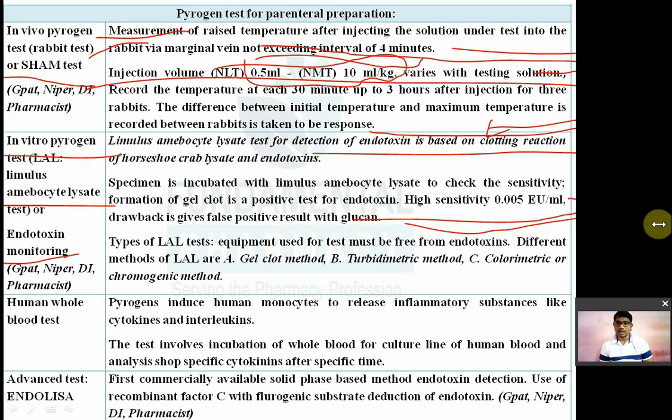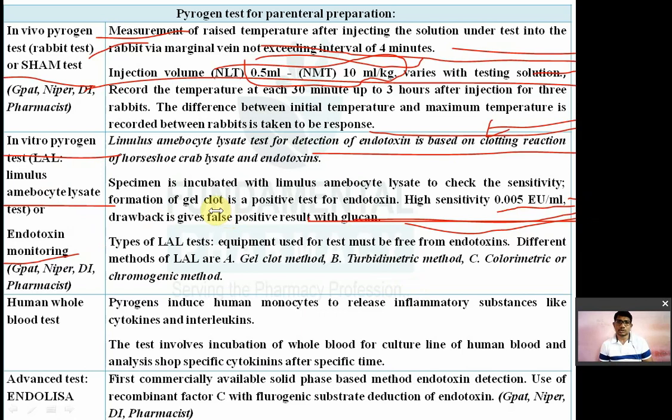It is highly sensitive even if your injection has 0.005 endotoxin unit per ml. That also can be detected by this limulus amoebocyte lysate test, right? So it is a very sensitive test. Again, the drawback of this LAL test is that it can give a false positive result with glucan.